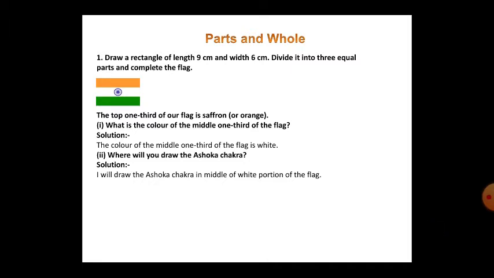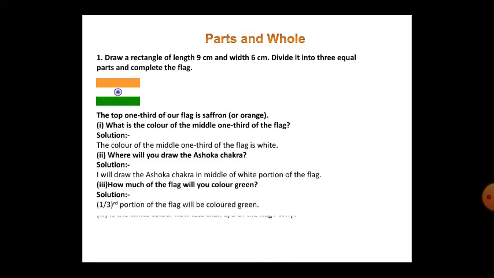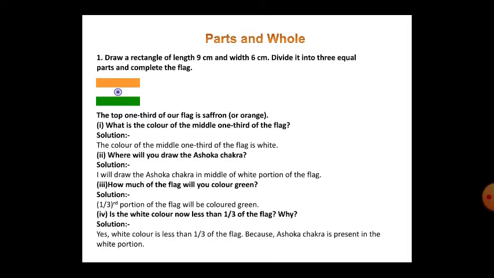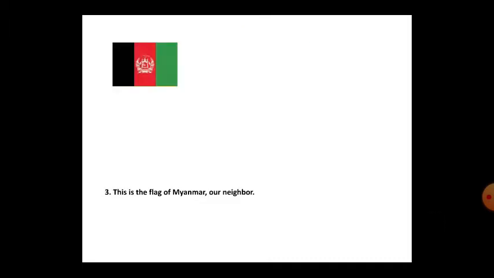Where will you see the Ashoka Chakra? Ashoka Chakra is in the middle of the white portion of the flag. How much of the flag will you color green? One third portion. Is the white color now less than one third of the flag? Yes, because white color is less than one third of the flag because the Ashoka Chakra is present in the white portion, right? So that is the reason it is yes.